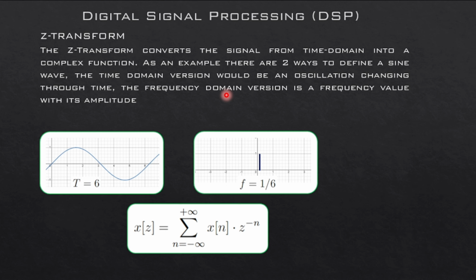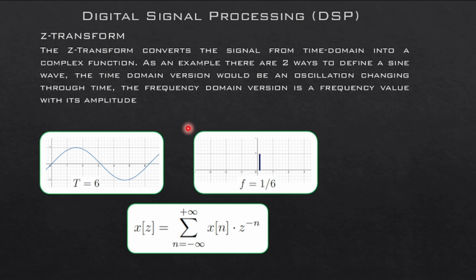Unlike the Fourier transform, for which you have a signal in the time domain and it switches to the frequency domain, this representation pertains to the Fourier transform, not the Z transform. For the Z transform, it actually converts the system into a complex representation.